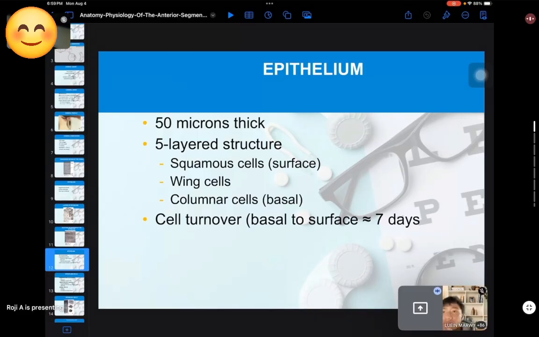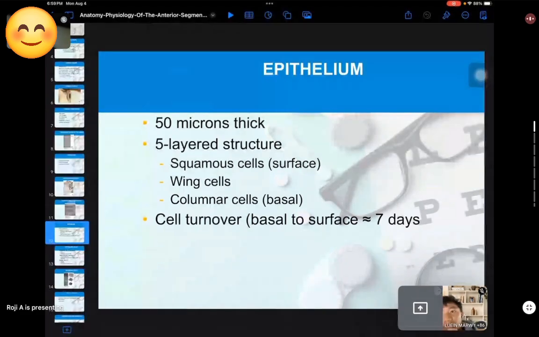Do you know the breakdown? Anyone? Anybody? Nope. You don't know? Okay, we'll explain. Anyways, the cell turnover from basal to surface is 7 days.